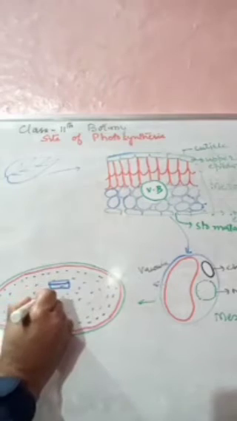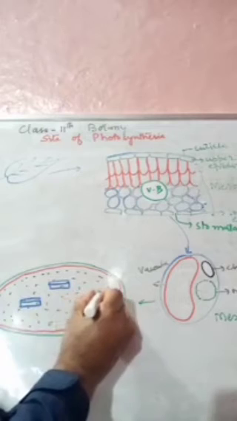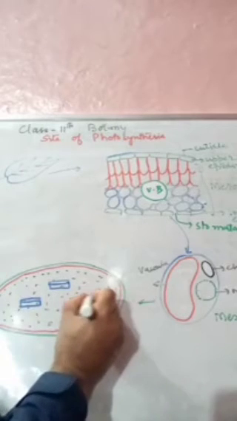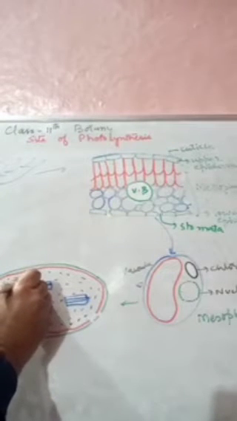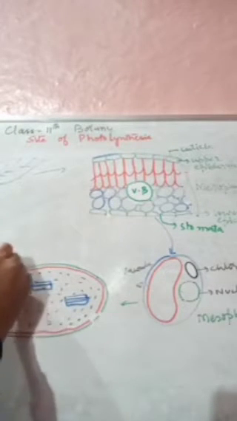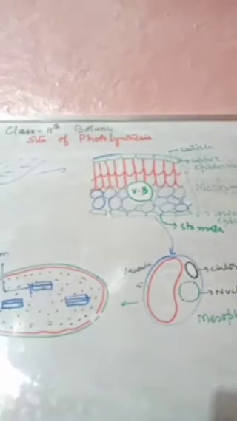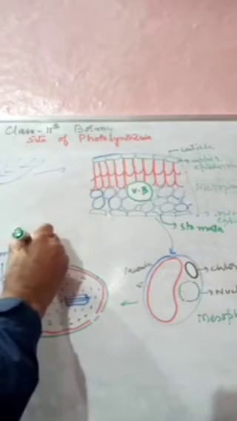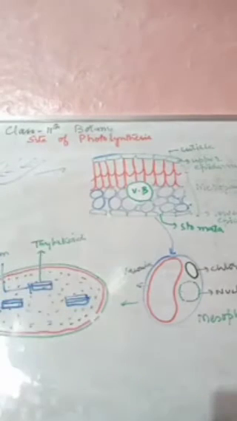These membranes are stacked over one another like this, and this whole structure is called a granum. Now, this is the granum, this whole structure, and one such structure, this uppermost part, is called a thylakoid.